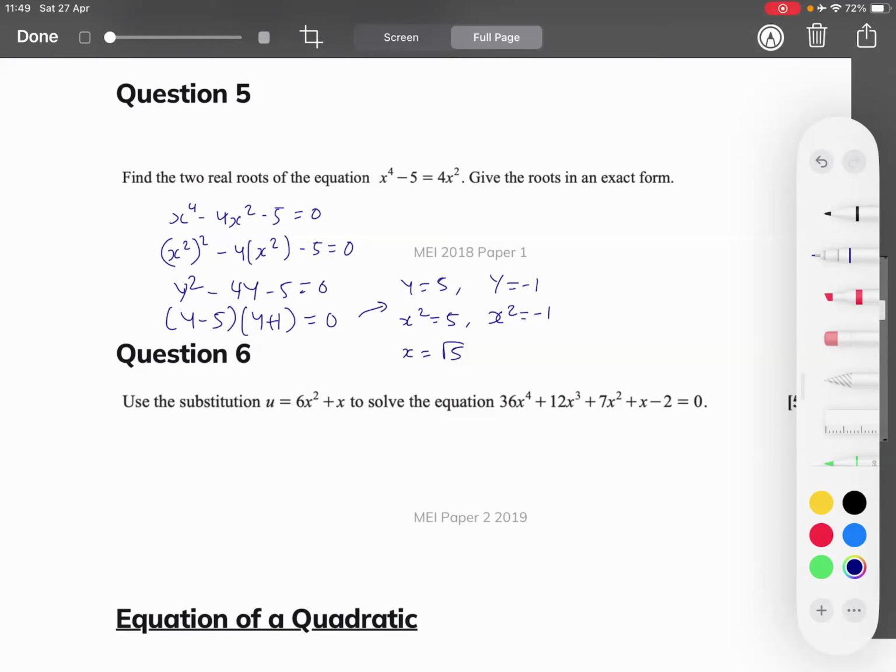So for this question, I've just written x to the power 4 minus 4x squared minus 5 equals 0. And I've realized that it's a hidden quadratic. So (x squared) squared minus 4x squared minus 5 equals 0. And I can rewrite that with y's. I solve for y and I get y equals 5, y equals minus 1. And I square root my answers to get plus or minus root 5. I can't square root minus 1, so that's no more solutions there.